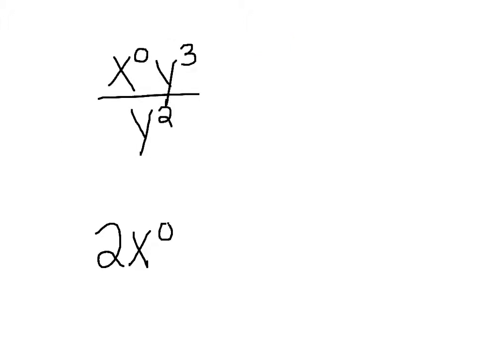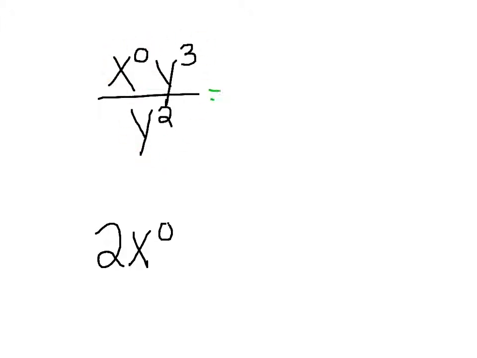However, let's look at these two examples. We have x to the 0th, y to the 3rd over y squared. Although everything that's to the 0th power equals 1, you have to be careful. This power of 0 only goes to what's directly in front of it, and that's the x. There is no 0th power on the y's. It is just on the x.